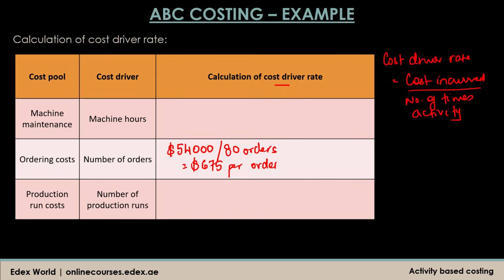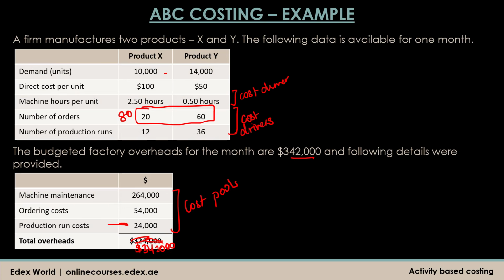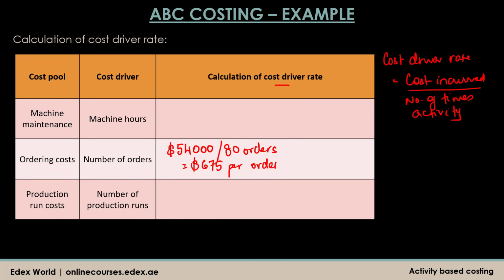Same way, let's do it for the production run cost. Production run cost, 24,000 was the total production run cost. And how many production runs have taken place during the year? 12 for product X and 36 for product Y, overall 48 runs. So let's calculate how much would be the cost per production run. 24,000 divided by 48 runs, or production runs. So it works out to $500 per production run.